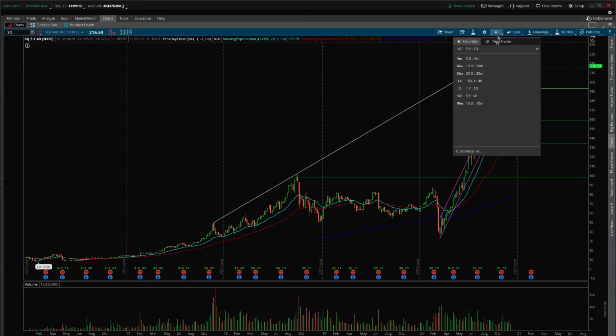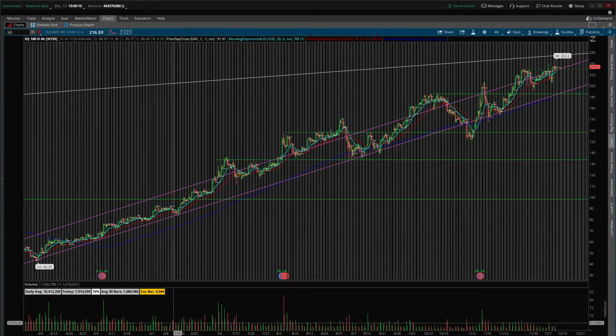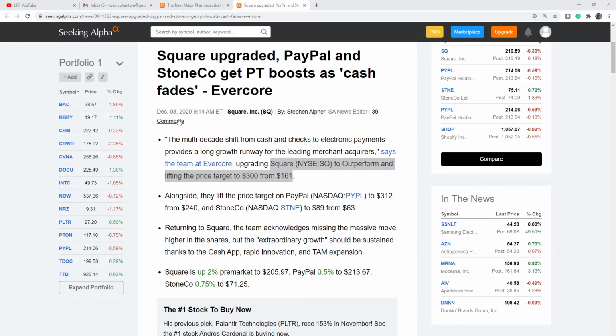Then let's see. Next thing I wanted to talk about was actually an article from December 3rd on Seeking Alpha. This was a price target upgrade. So they're recognizing the multi-decade shift from cash and checks to electronic payments provides a long growth runway for leading merchant acquirers, i.e. Square, PayPal, StoneCo. So along with this, Evercore has upgraded their price target from 161 to 300 for Square. They also upgraded PayPal to 312 from 240 and StoneCo to 89 from 63.